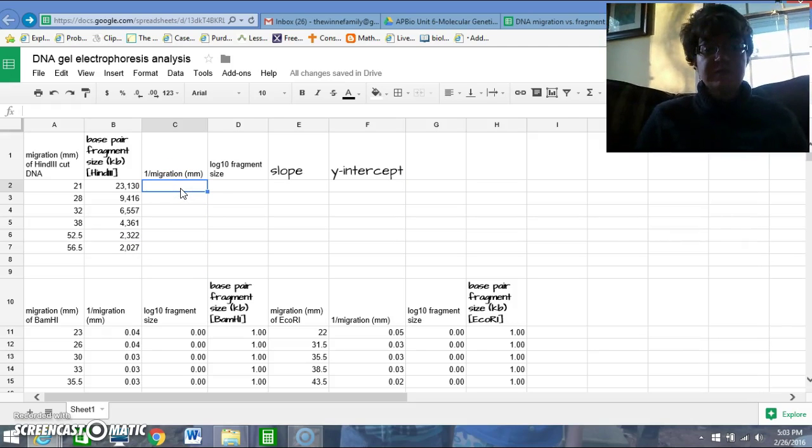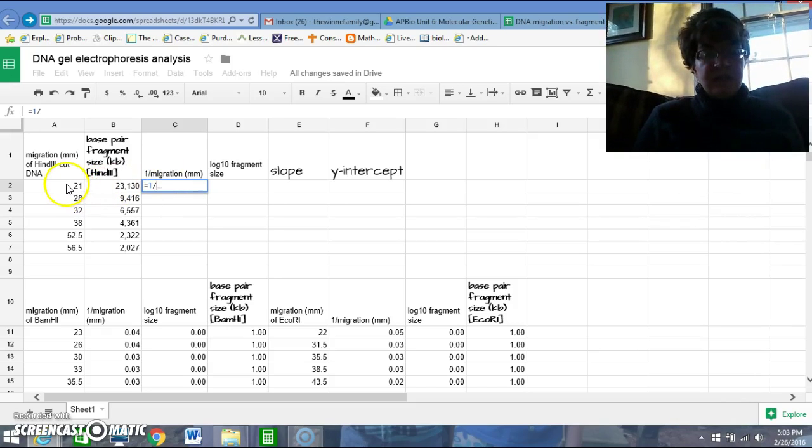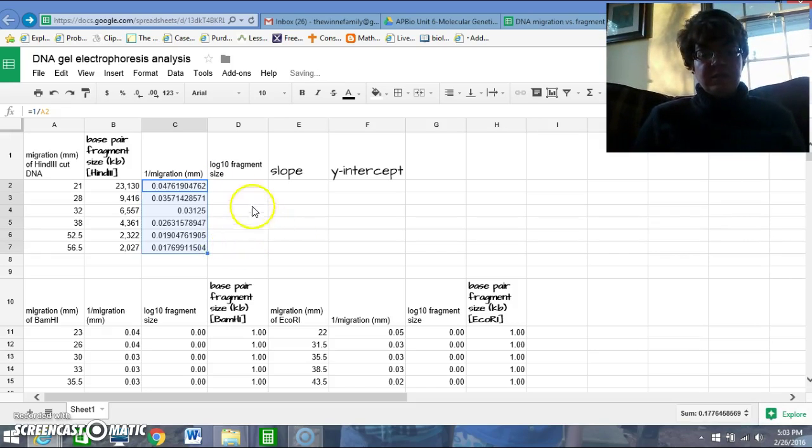So I'm going to use the formula capabilities. So that's 1 divided by, and then the migration. And there we go. And then I want to apply that formula to all of the cells. We'll get my little plus sign, and there we go.